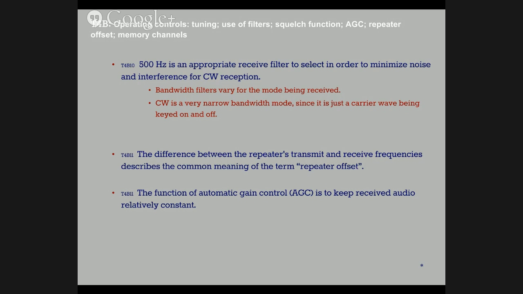And with repeater operation, repeaters, if we remember, listen on a frequency different than the frequency they retransmit on. And that difference is referred to as a repeater offset. On 2 meters, the common offset is 600 kilohertz, plus or minus. On UHF, it's a bit wider. It's 5 megahertz, plus or minus.